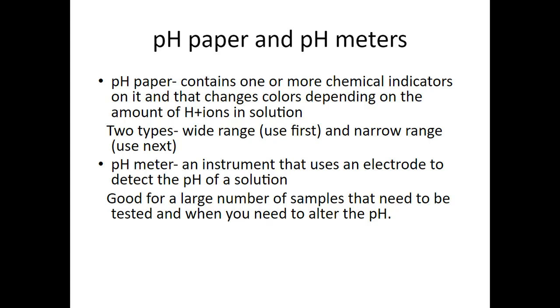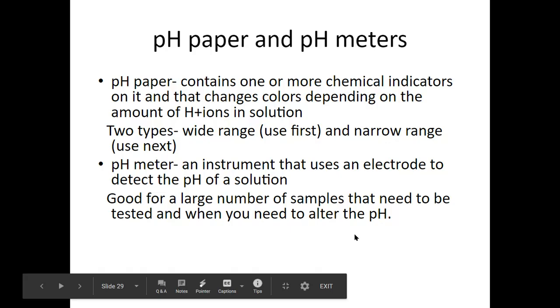For just acids, you can get ones that have just 1, 1.5, 2, 2.5, 3, and that would be it. You first use the general one to get an idea, say you have a pH of 6, but you really want to know if that's a pH of 6.5 or is it 6. Then you pull in the narrow range ones. Then a pH meter, which we use, and which we've used for making buffers, is an instrument that uses an electrode to detect the pH of a solution. That's good for large numbers of samples that need to be tested and when you need to alter the pH. Of course, paper is just for one shot. You just want to pick up what that pH is right there at that time.